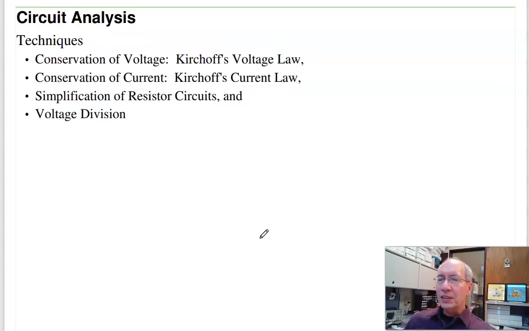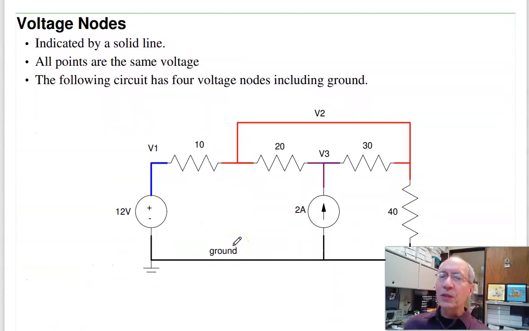To analyze the circuit by hand, to see if they match what Circuit Lab did, there's really 4 different techniques. There's conservation of voltage, conservation of current, simplification of resistor circuits, and voltage division. For conservation, to start out with the definition, a voltage node is all the voltages that are shorted together. The resistor ideally has no resistance, so the voltage at this point should be the same as anywhere on that blue wire. The voltage will be the same anywhere on the red wire, or a purple wire, or a black wire. So there are actually 4 different voltage nodes.